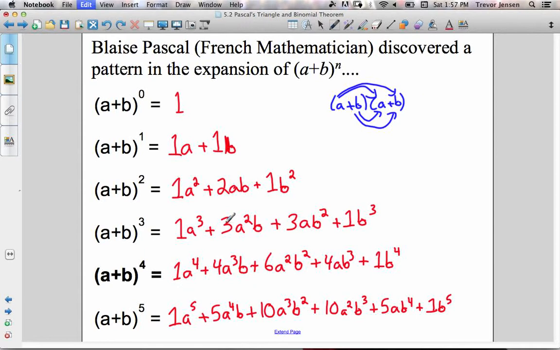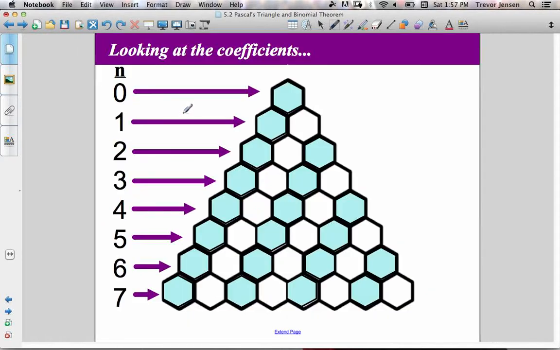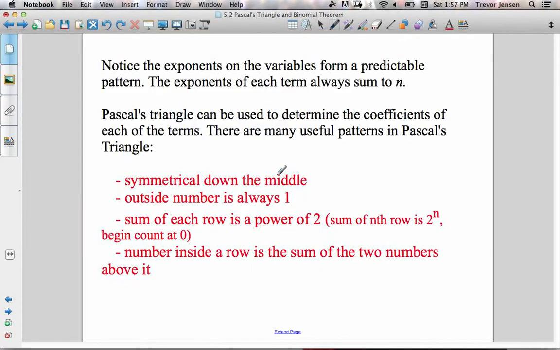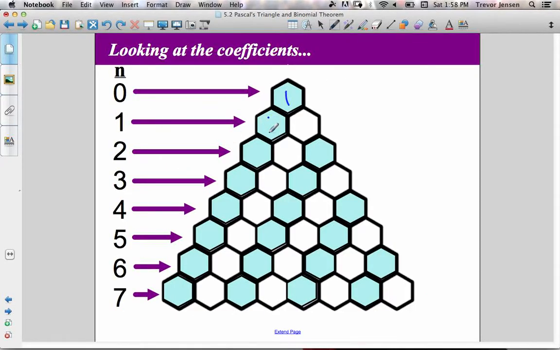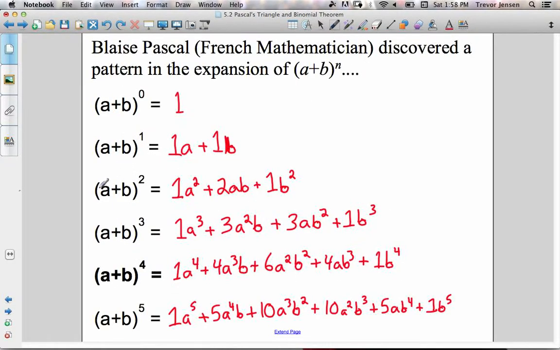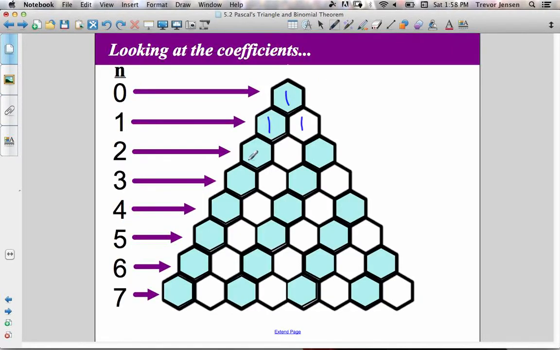But after you would have expanded those out, what you probably would have done is filled out what's called Pascal's triangle, where you write down the coefficients of each of the terms in the expansion. So if we were to fill that out, when the exponent on the binomial is 0, the only term we have is a constant term, 1. For the binomial with an exponent of 1, the coefficients were 1 and 1. For the expansion of a plus b to the 2, the coefficients were 1, 2, and 1.